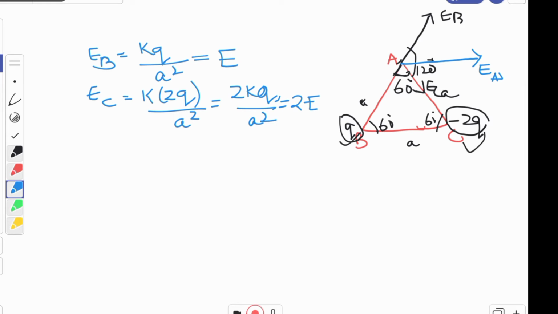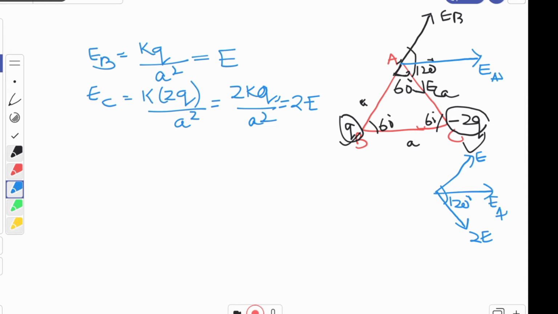So your vector will be like this. EC is 2E. This is EC, 2E. And this is EB, which is E. So this angle is 120. Now your EA is this.